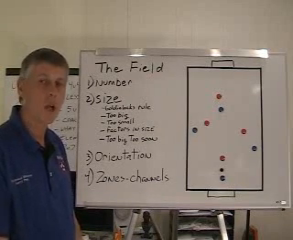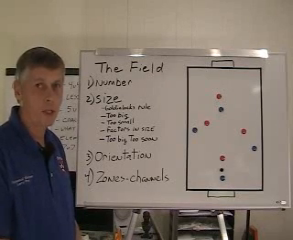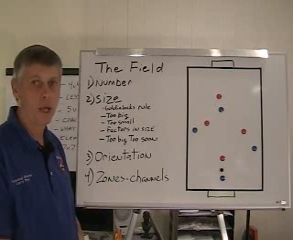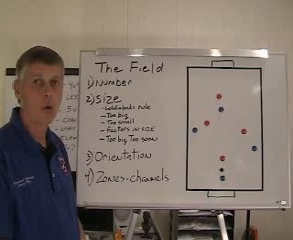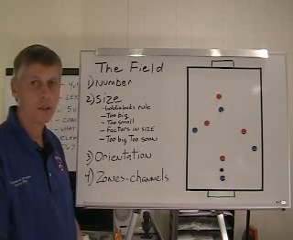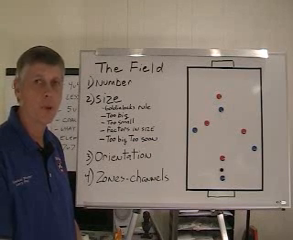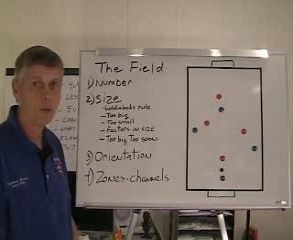Now what are the consequences when the field is too large? When the field's too big, the kids lack the physical capacity to play on it. And what happens is that the game gets too slow. It's too hard to defend. The ball gets played out into spaces, one player will go chase it and bring it back in, and the game basically starts to slow to a crawl.